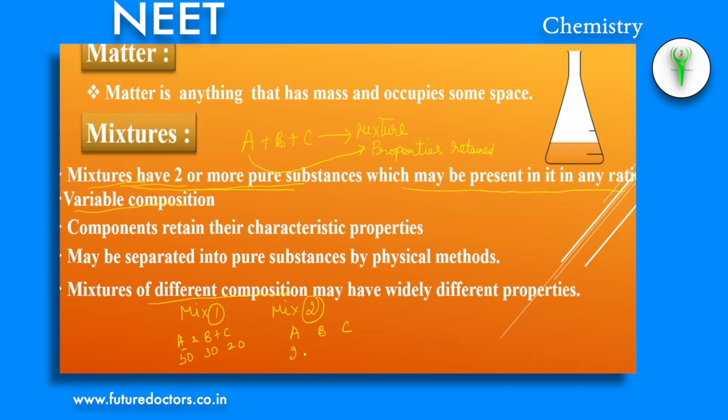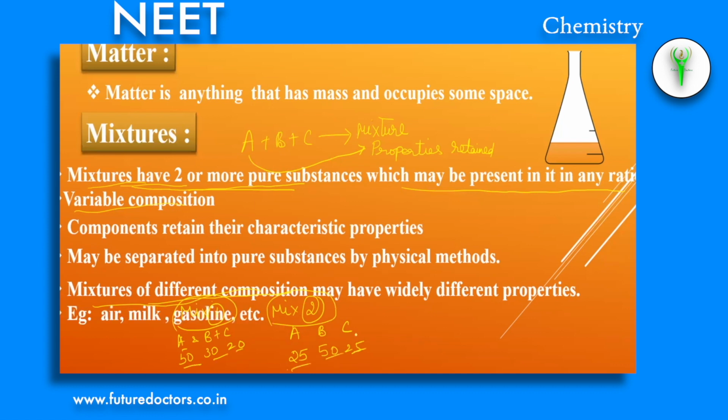Now it is present in 25%, so this is 50% and 25%. Mixtures of different compositions may have widely different properties. The properties of mixture two are different from the properties of mixture one because the composition is not the same.